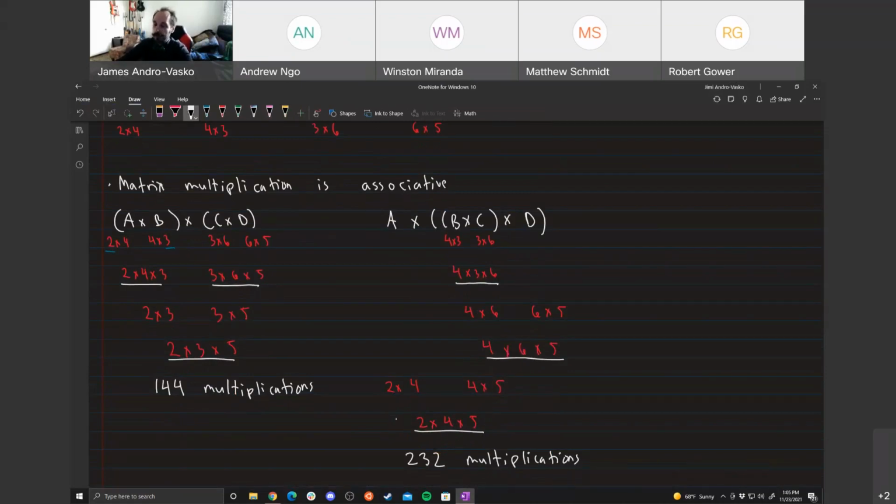So we saw here that either way we get the same answer, same product matrix, but the amount of multiplications is different. So we want to find an efficient way, the best possible association or best possible order. So obviously this order was the better one, but is there also one better than this one as well?